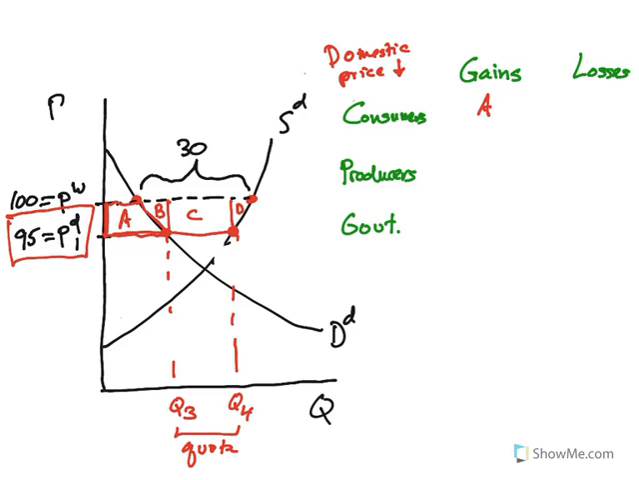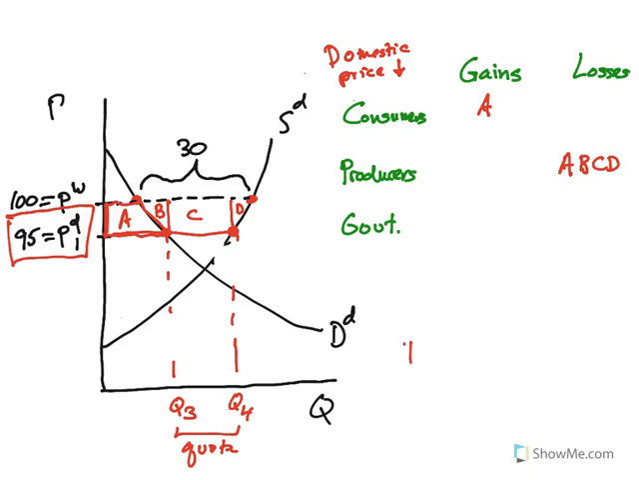Standard thing. Domestic producers, they're facing a lower price. They don't like this. A, B, C, D, that's the loss of producer surplus. Now the question is about the government. The government has this piece of paper that's now valuable. So let's think about this.